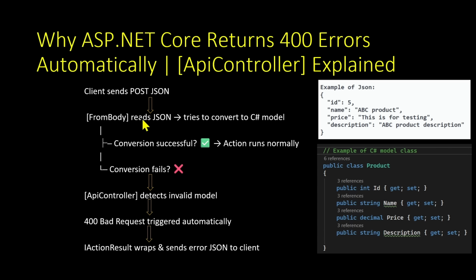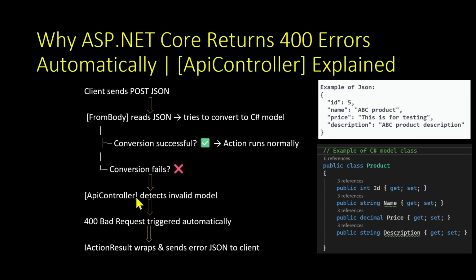Then in ASP.NET Core, we have a FromBody attribute. The FromBody attribute is used to read the JSON data and tries to convert it into our C# model, where we already have a model for the JSON. If the conversion is successful, then the API will run successfully. In case the conversion fails, then the API controller detects an invalid model because it cannot map from the JSON data to our C# model class.